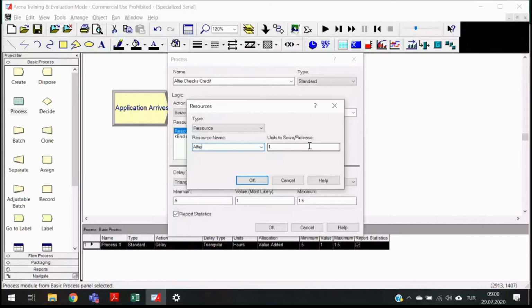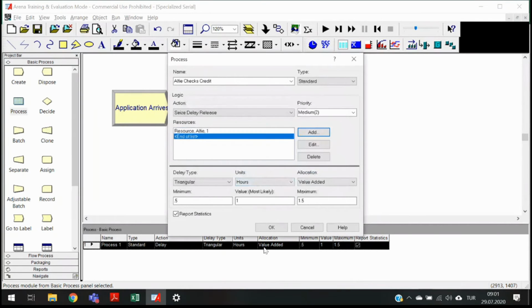Everybody seizes a single Alfie, right? So actually there is a single Alfie already. There is only one Alfie. However, everybody here seizes one Alfie. For example, if you have multiple machines, you can seize multiple machines there. There may be 10 machines and you can seize 3 of them. So this is the question that is being asked here: how many units are we going to seize or release when we go through this process? Only one. So this does not indicate that there is one Alfie.